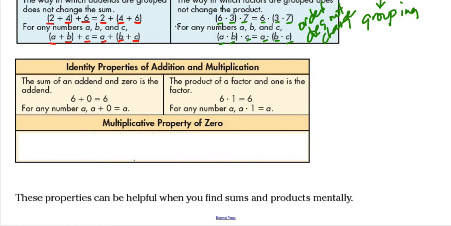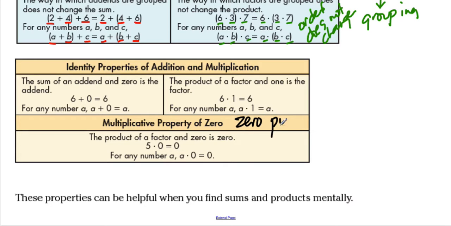Okay, another property that we are going to discuss, the last property in this particular section, is the multiplicative property of 0. This is also sometimes called the zero property. The zero property simply states the product of a factor and 0 will always be 0. Anything you multiply with 0 will always be 0. So 5 times 0 is 0. 8 times 0 will always be 0. And these properties can be helpful when you find sums and products mentally.